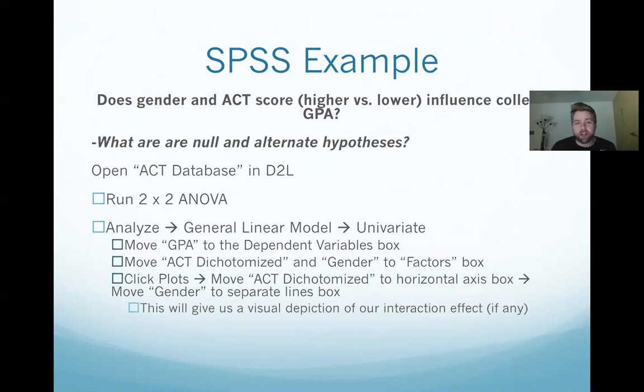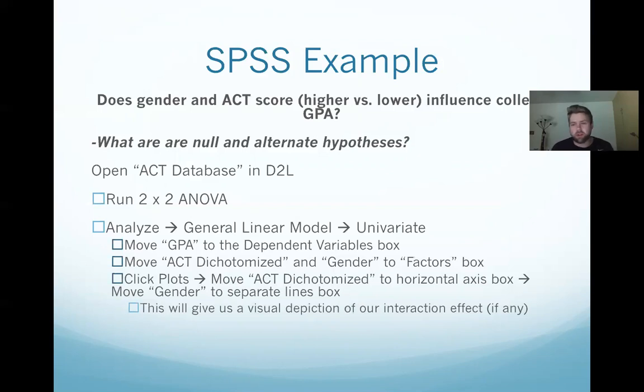So we're going to do this example from SPSS, where we're asking the question I've kind of been talking about a little bit. Does gender and ACT score, and we're going to split ACT score as a higher score or a lower score, influence college GPA?